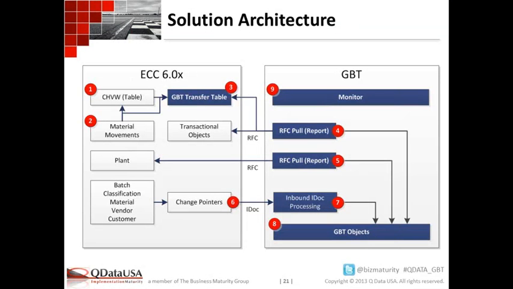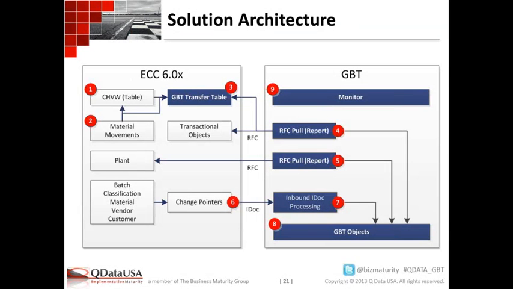The one that differs is the plant information. That doesn't come across using ALE, even though there is an ALE scenario, but they've chosen to implement it just using an RFC report. So you would schedule something in GBT to pull that information from the plant. Obviously, you don't change the plant too often, so you don't need to schedule it too much, only if there's new plant information happening.